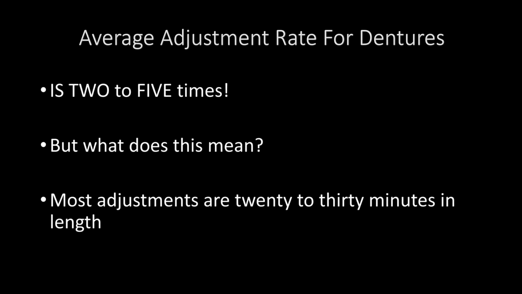So the average adjustment rate for a denture, so this is what a patient will come back to your office for an upper and lower denture, is on average 2 to 5 times. So what does that mean? Well, most adjustments are about 20 to 30 minutes in length because you got to get the patient in, introduce them into the office, get them seated in the chair, come on in, figure out what the problem is. You have to talk to them a little bit and have manners. And then what's the problem? Go deal with the problem, disinfect everything, put it back in. Is it okay? Release the patient, clean the treatment room, chart what happened. There's your 20 to 30 minutes.